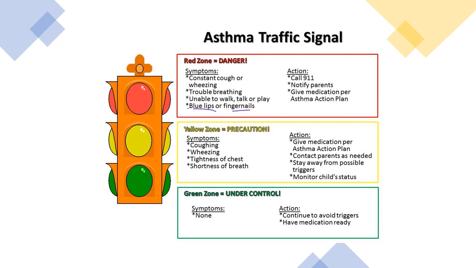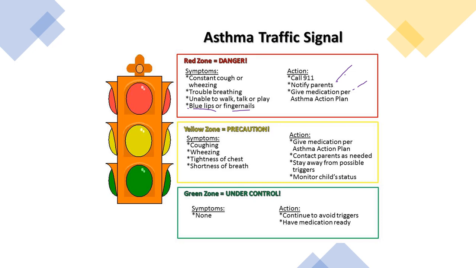Especially pediatric patients, notify their parents, give medication per their action plan, which could be a short-acting bronchodilator, a nebulizer in a lot of cases too. So this is why we set these people up with the peak flow meter. So if they're in their red zone and they're seeing these symptoms, we can get them help fast without having to delay care. What if they're in their yellow zone?